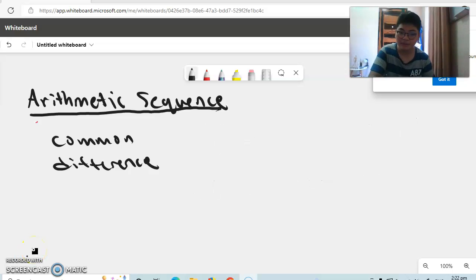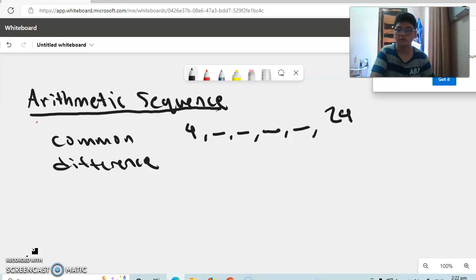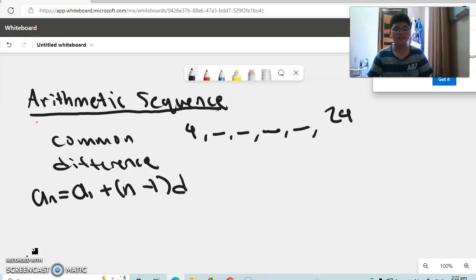Okay, how about this sequence? Blank, blank, blank, blank. Now, you don't have any numbers beside each other. So what do we do? Well, this is where we need to find the next term with this formula. The formula is a sub n is equal to a sub 1 plus n minus 1 times d. That's the formula and how we're gonna find all of these.